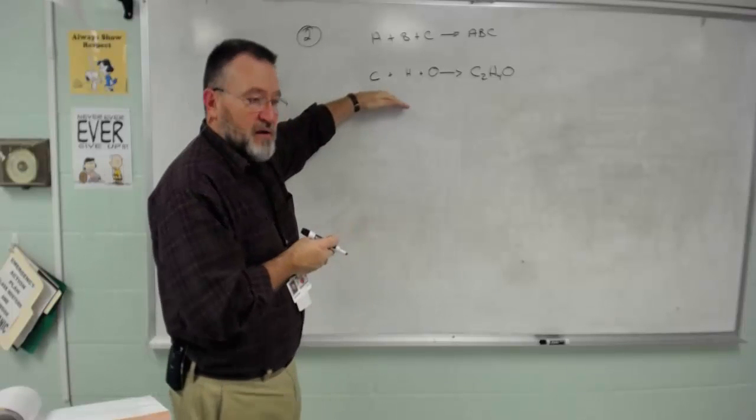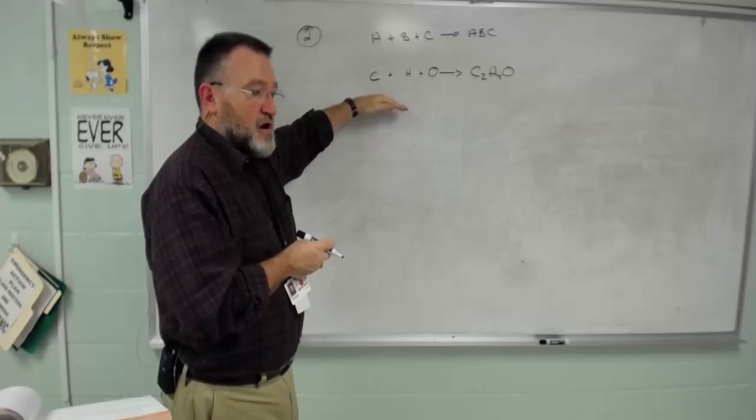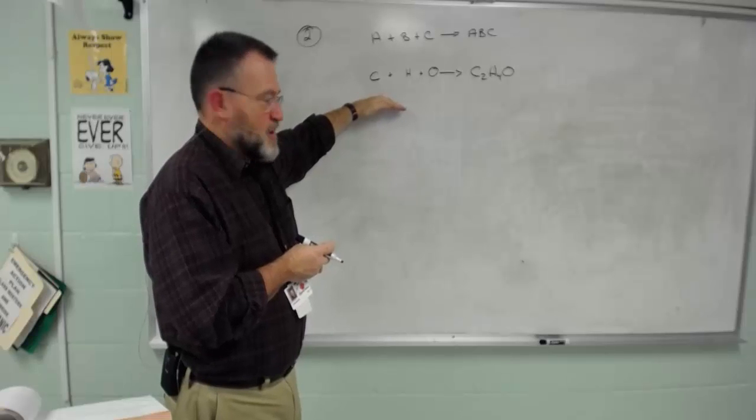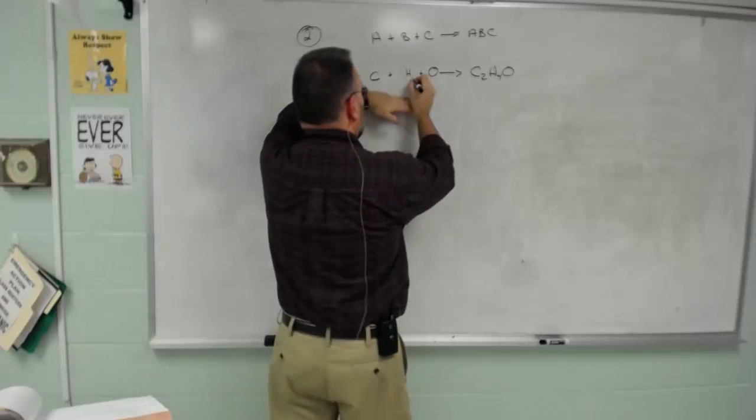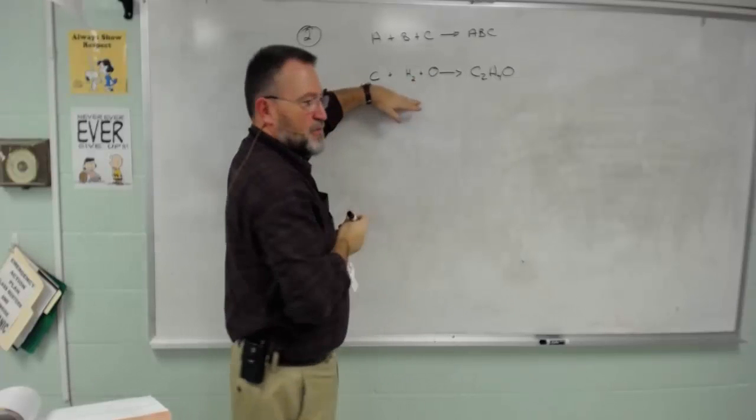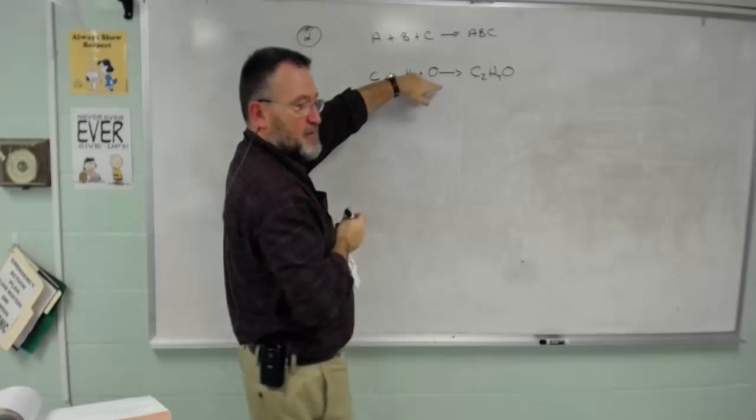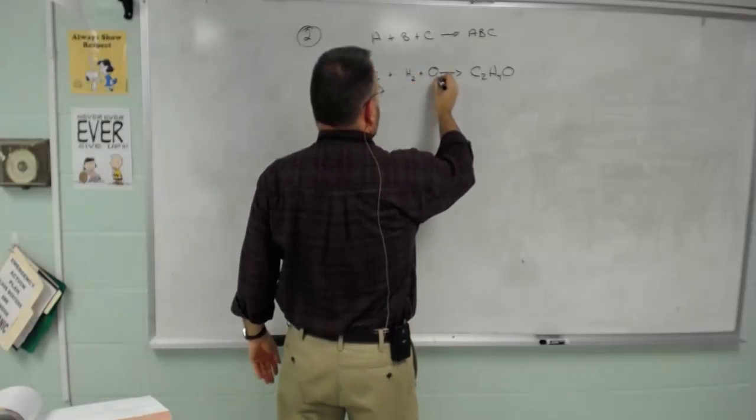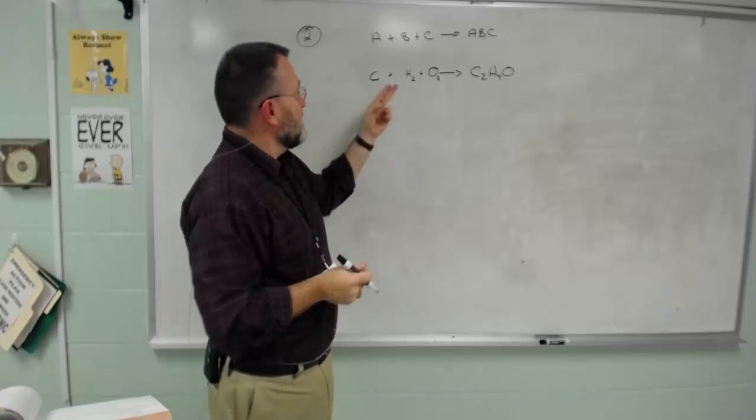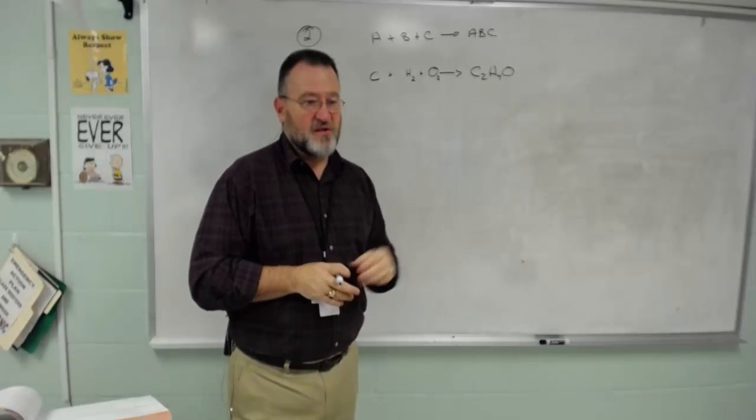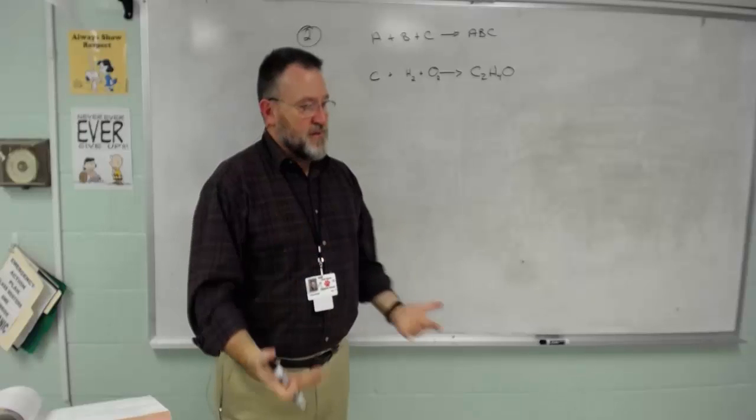Again, looking at my reactants, is carbon a homonuclear diatomic? No, it's not. Hydrogen? Yes, it is. I need to annotate that with a subscript 2. And third, oxygen. Is it a homonuclear diatomic? It is. I annotate that with a subscript 2. So first step, write down the elements. Second step, annotate the homonuclear diatomics. Now third step, I'm going to start balancing the reaction.